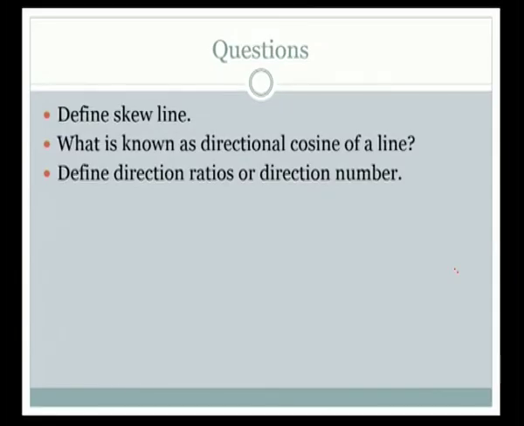At the end of this lecture, you can answer the following questions. Define skew line. What is known as directional cosine of a line? Define direction ratios or direction numbers. These questions can be answered after listening to this lecture.